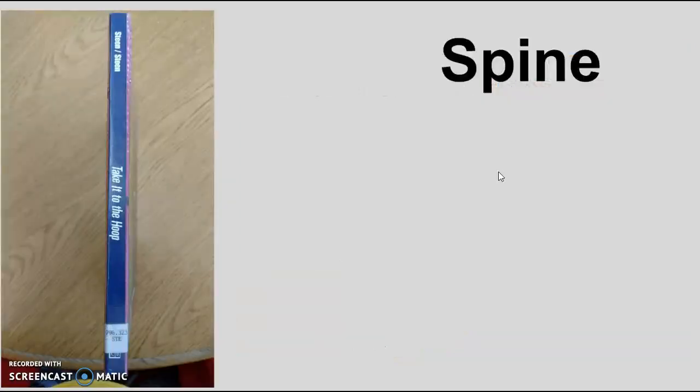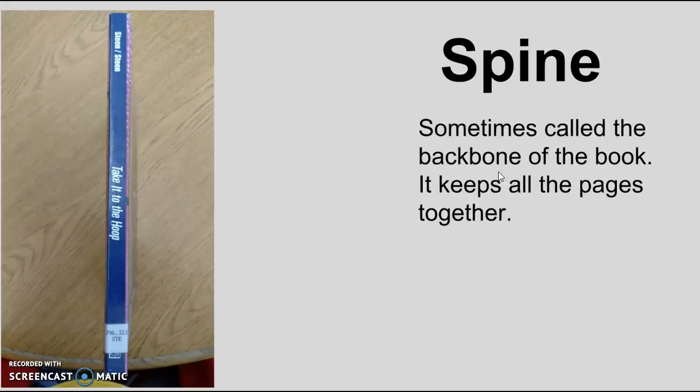Next up is the spine. So the spine is sometimes called the backbone of the book because it keeps all the pages together. So it's kind of like the spine in your body. Keeps everything aligned and everything together.